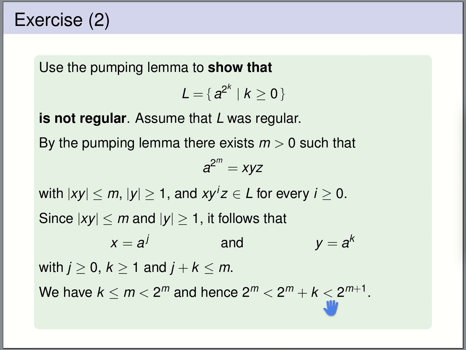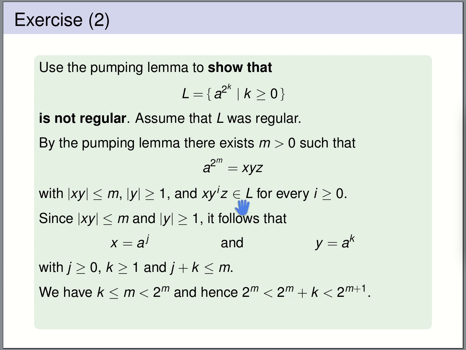This smaller than follows because we know that k is strictly smaller than 2 to the m. And since k is strictly smaller than 2 to the m, 2 to the m plus k is strictly smaller than 2 to the m plus 1, because 2 to the m plus 1 is 2 to the m plus 2 to the m. Okay, so if we have a word that has the length 2 to the m plus k, then we know this word is not in this language, because it's between two powers of 2. It's between 2 to the m and 2 to the m plus 1. So it cannot be in the language L.